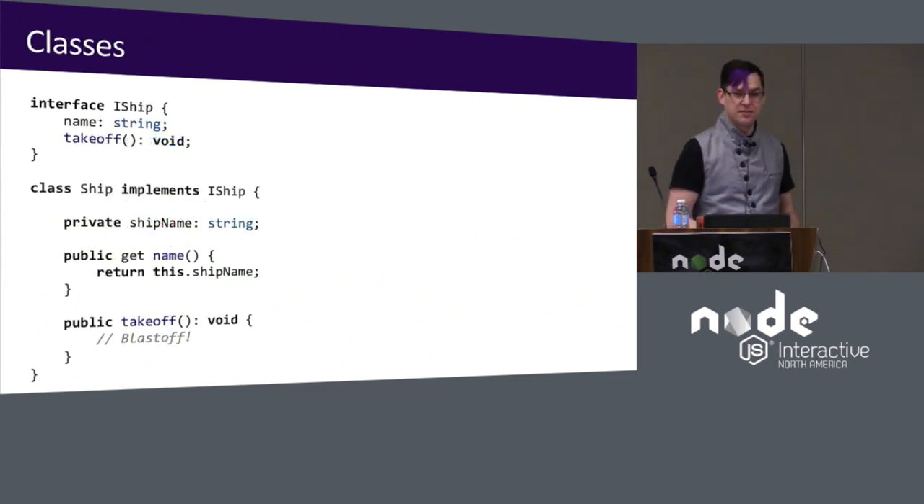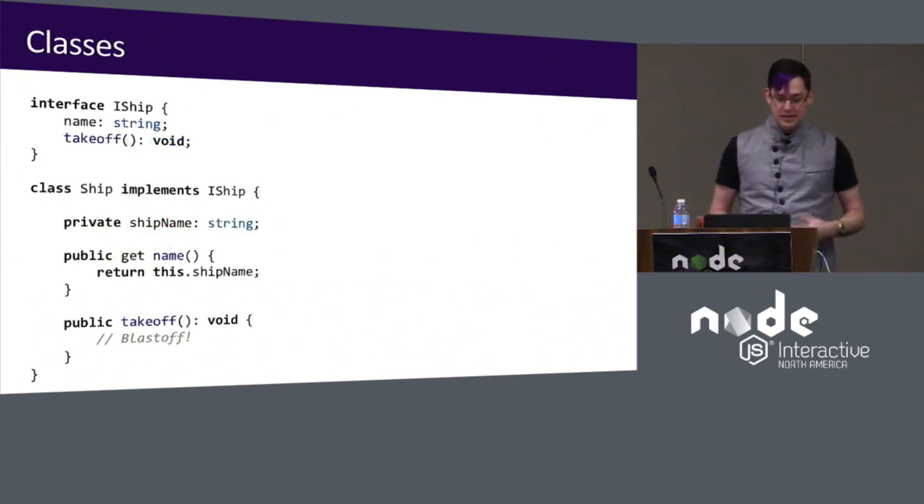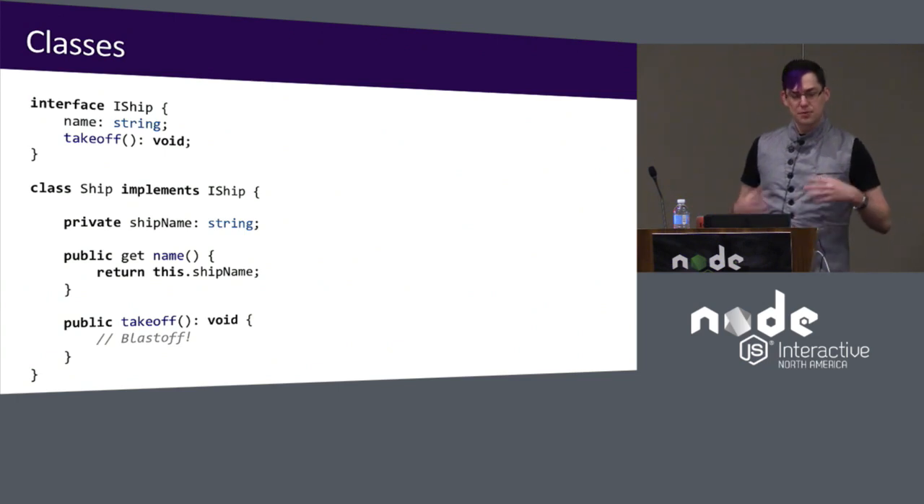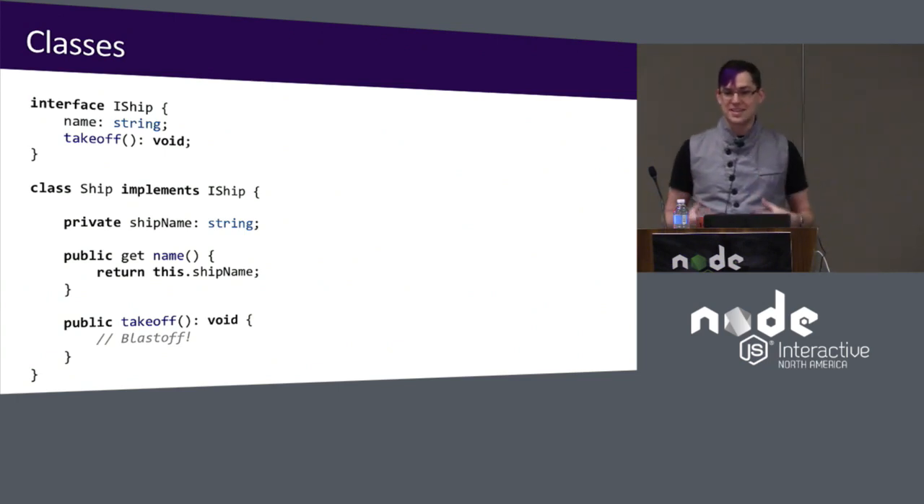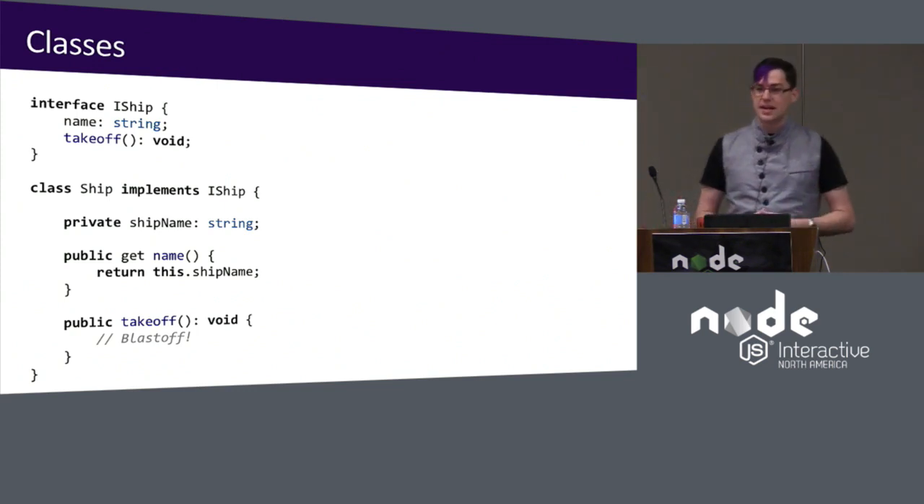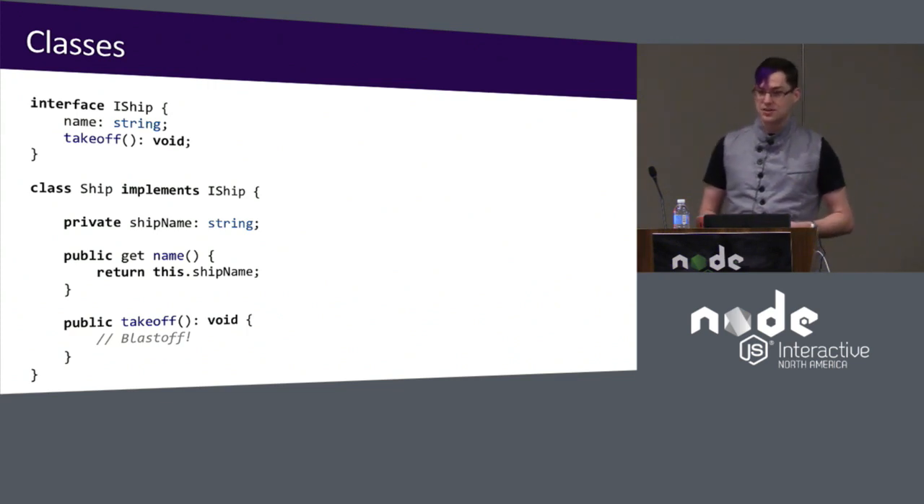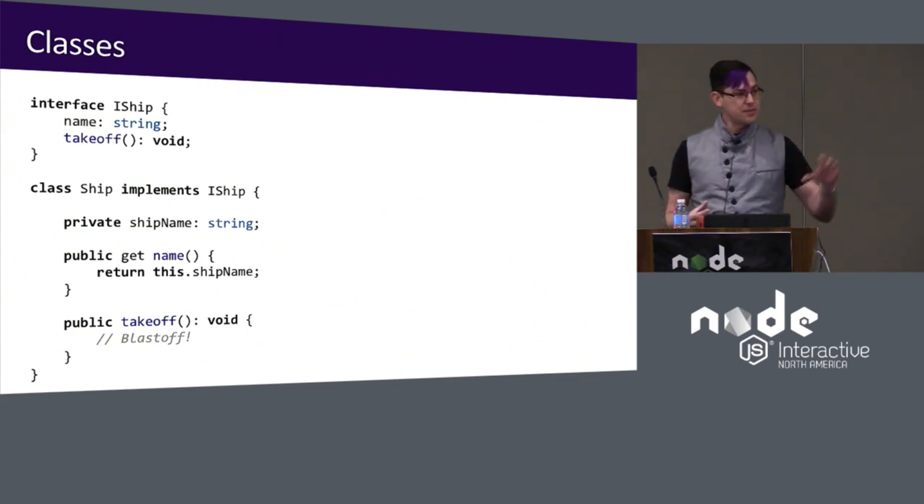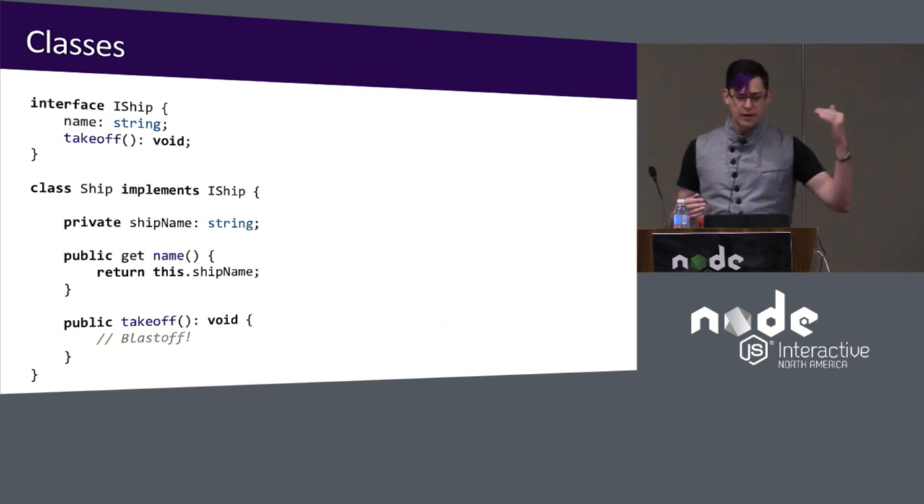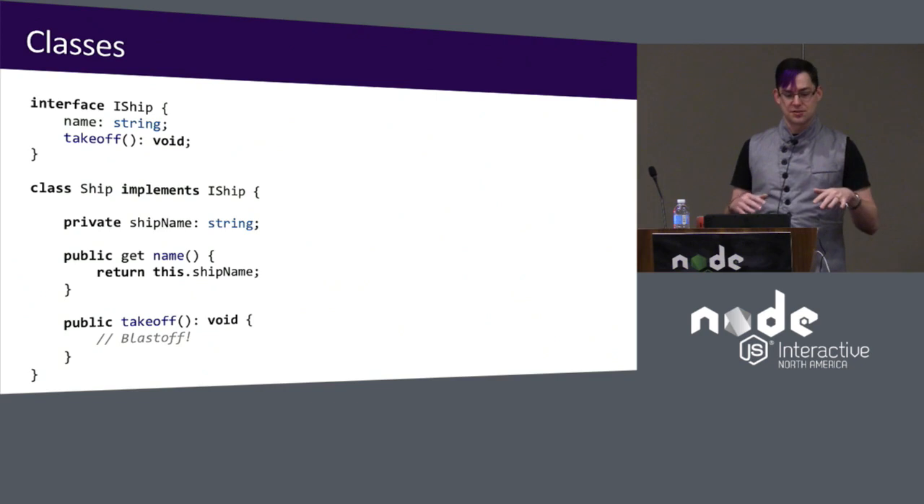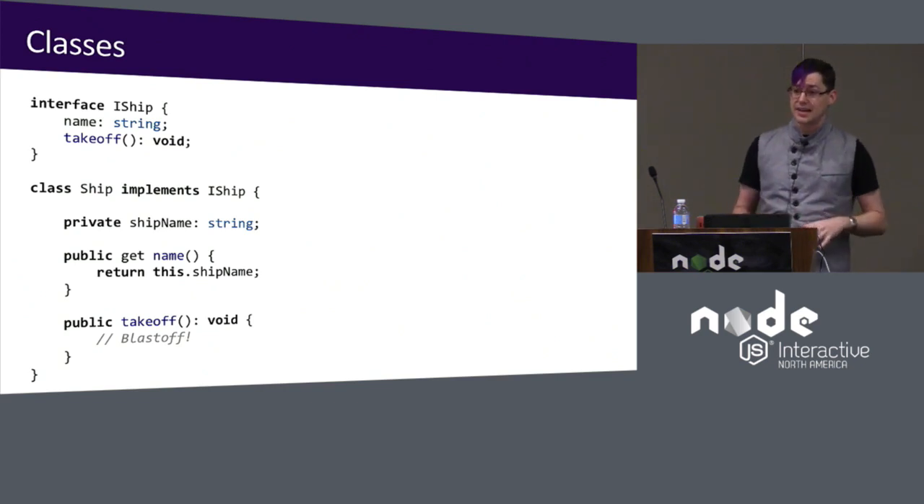Extending on the concept of interfaces is classes. Classes in TypeScript you pretty much just take typical vanilla ES6 classes, and then we've added just a couple of things on top of that. For one thing, classes can implement interfaces. So we say in this case, Ship implements IShip. And so what happens here is when we implement this class, TypeScript will make sure that all of the properties and method signatures from the interface exist in the class.